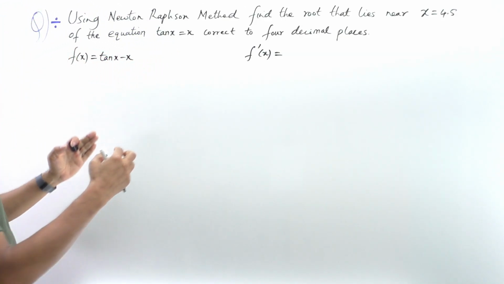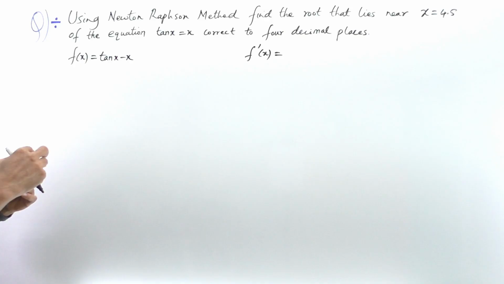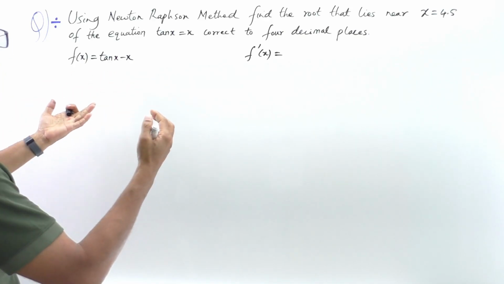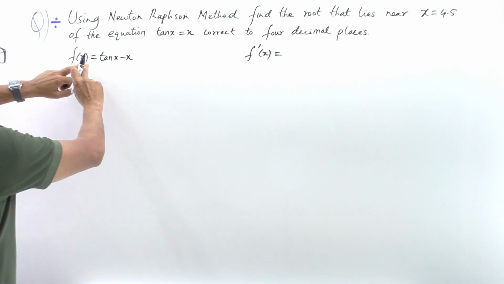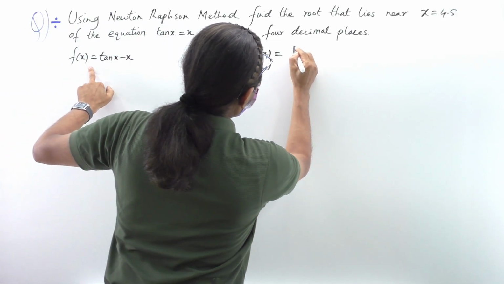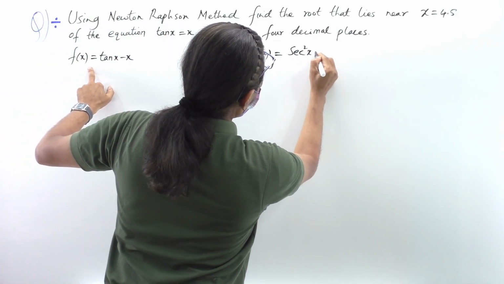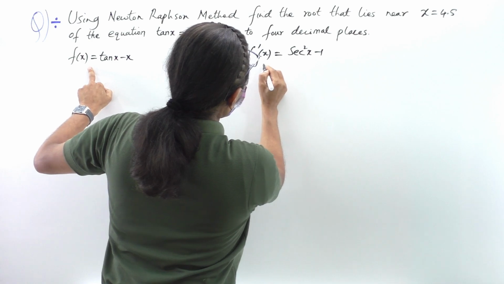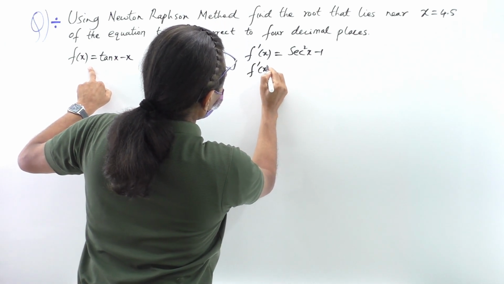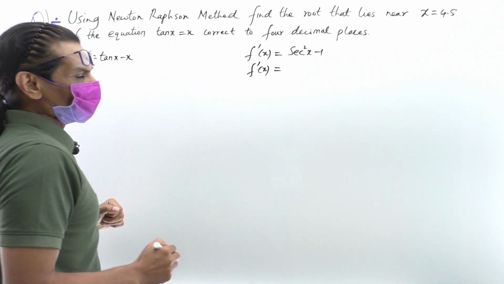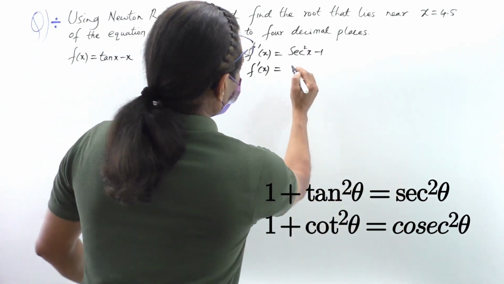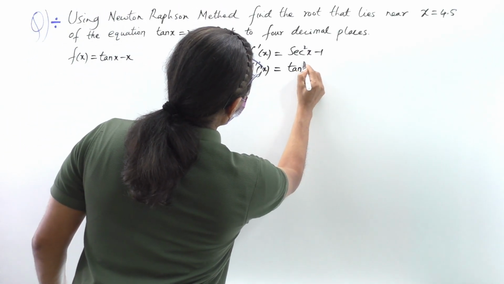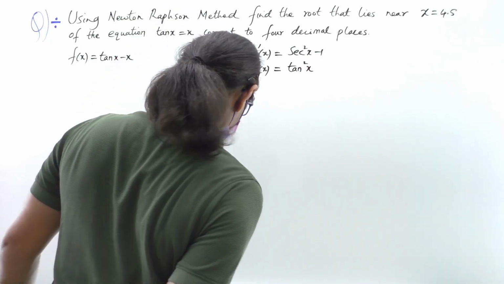And as I told you, if you have seen my previous lecture, then obviously you know how to do this. So first we write f of x, then differentiate this. f dash of x is what? The derivative of tan x is secant square x, minus 1. That is, f dash of x is equal to, as you are aware of the formula, 1 plus tan square theta is secant square theta. So secant square theta minus 1 is tan square. So this will be what? Tan square x. Simple maths.